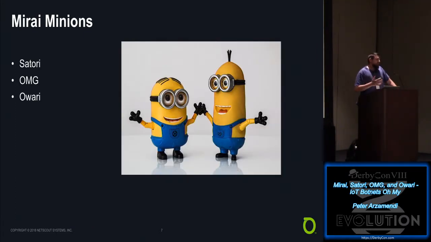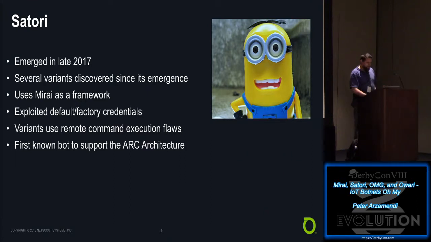Now that we have a background of Mirai, let's take a look at 3 specific variants and how they've leveraged Mirai as a framework and then built upon it to add their own flair. The first one we'll take a look at is Satori, followed by OMG, and then we'll wrap it up with Okiru. Satori. Satori emerged in late 2017.